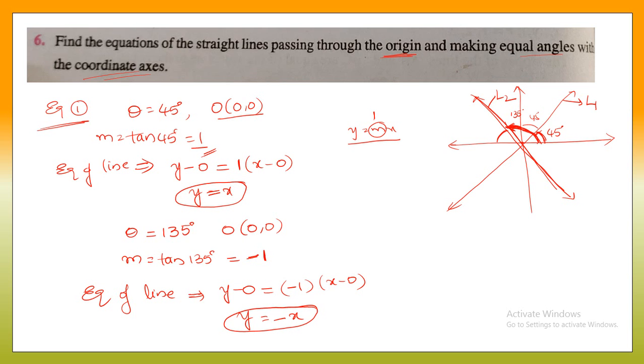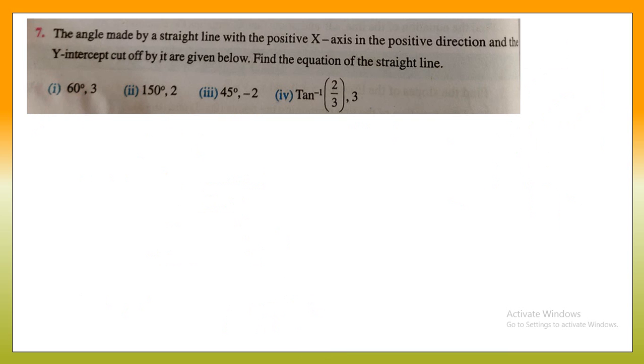So there are two line equations which are passing through origin and making equal angles with the coordinate axis, right? Next, moving on to one more question. So what is he asking?